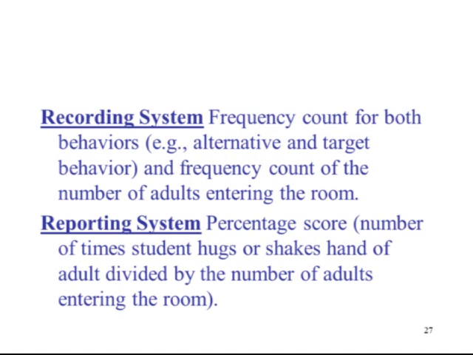We had to decide how we were going to count the problem behavior, or running up and hugging, and how we were going to count the appropriate behavior. Both of these are measured by frequency. But they're a little different because you can't run up and hug a person unless a person comes in. So really what we needed was a percentage score. How many opportunities did she have to go up and hug someone? And how many times did she hug the person versus shake their hand?